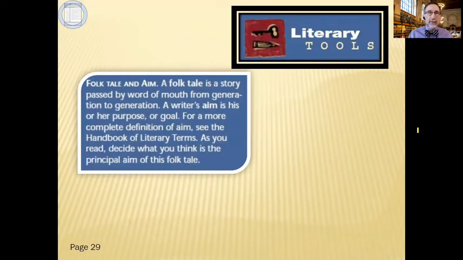It's any story passed by word of mouth from generation to generation, as I said. So a lot of the other things we've done might fall into the category of folktale as well. You know AIM. We've talked about that before. Another name for aim is just author's purpose. In other words, what is the author trying to do in this? In the case of a trickster tale, the aim is usually to show beware of tricksters.